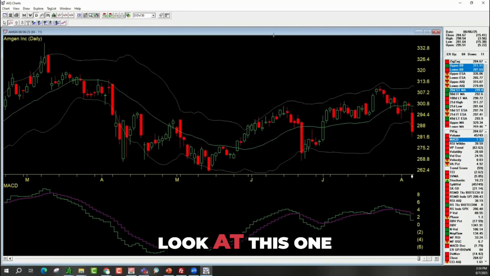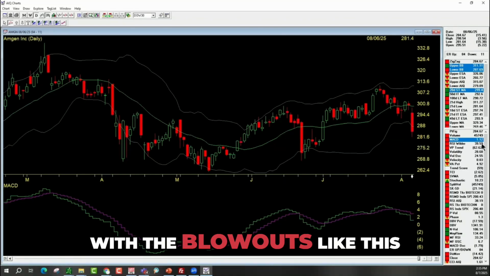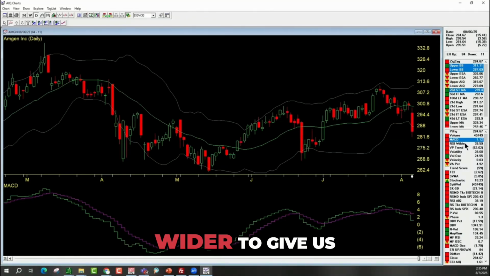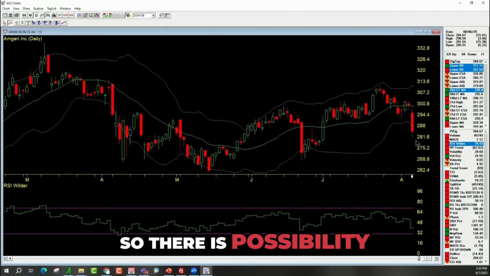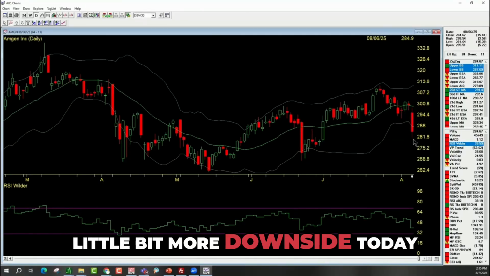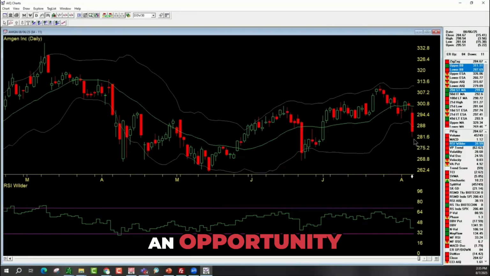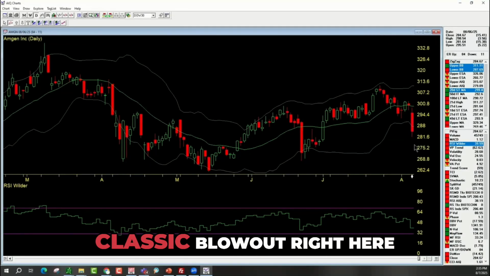I like Amgen here. Look at this one. We've got this blowout in Amgen all the way through the lower band. Remember, with blowouts like this, we use the RSI Wilder to give us an idea. It's not in oversold territory, so there is a possibility this might have a little bit more downside today before it would be an opportunity. Once it cuts back through the band, it'll be a good play to go long. But this is a classic blowout right here.